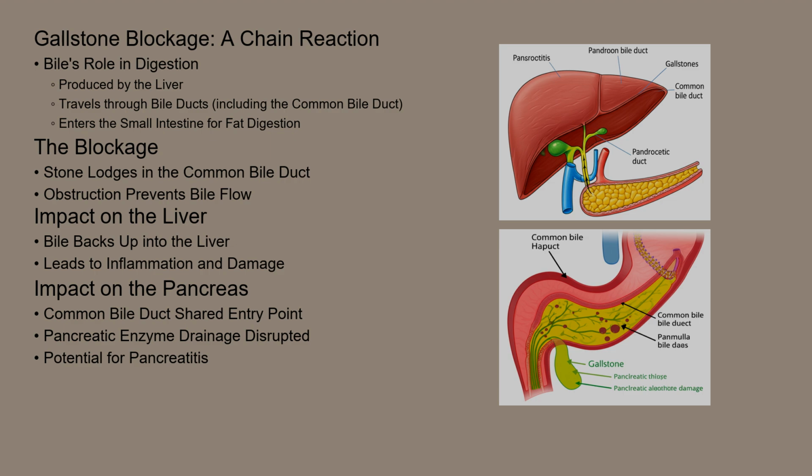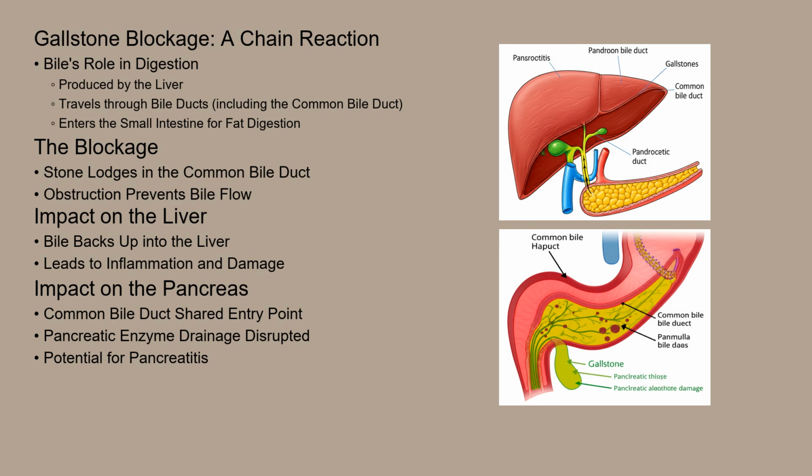Let's trace the pathway of trouble. When a gallstone lodges in the common bile duct, it creates a blockage. This obstruction prevents bile from flowing properly from the liver and gallbladder to the small intestine. The buildup of bile can lead to inflammation and increased pressure within the biliary system. Furthermore, the obstruction can impede the drainage of pancreatic enzymes into the small intestine, potentially triggering pancreatitis.